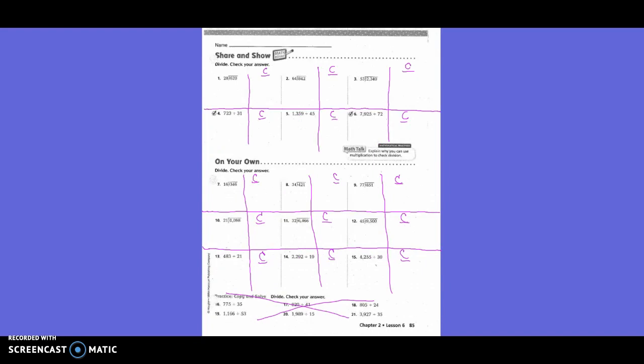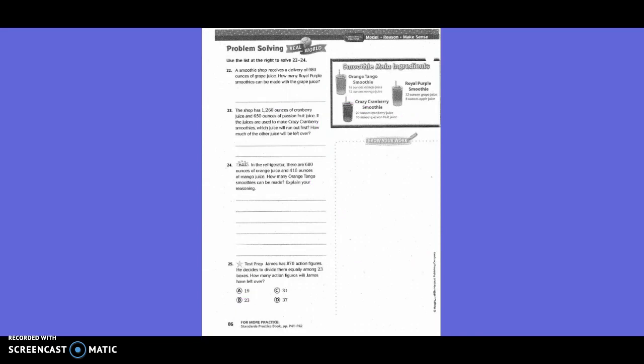And then you guys can mark all practice, copy and solve. Unless you guys have a little bit more trouble, then this would be for extra practice. Problem solving, use the list at the right to solve 22 through 24. A smoothie shop receives a delivery of 980 ounces of grape juice. How many royal purple smoothies can be made with the grape juice?